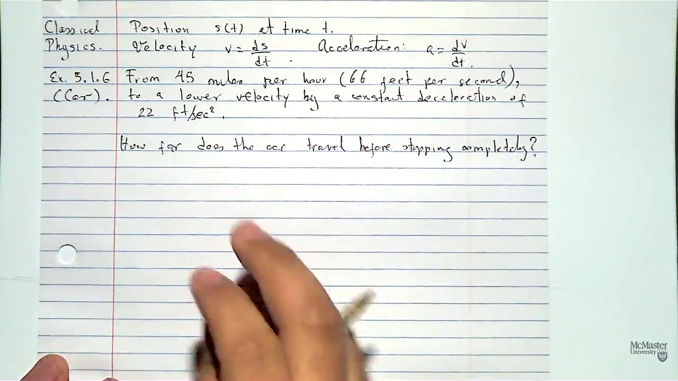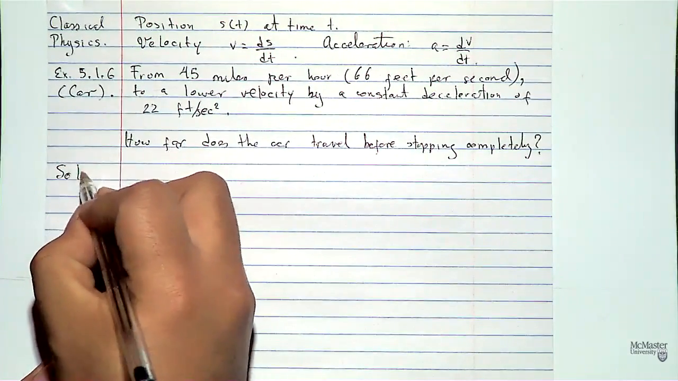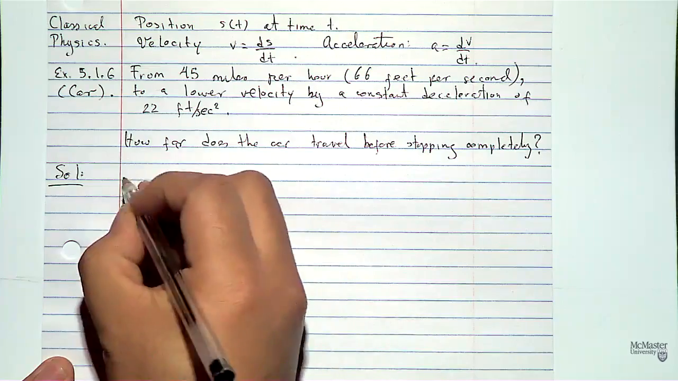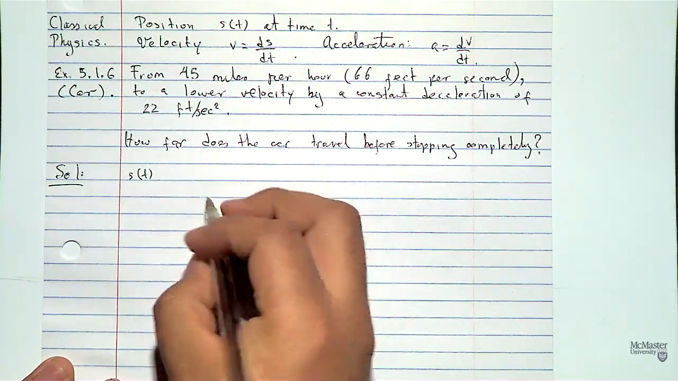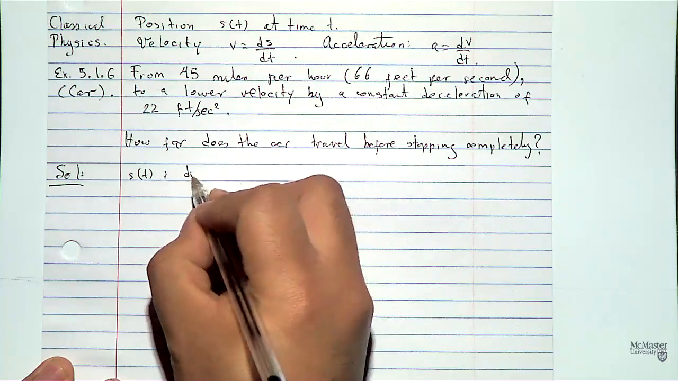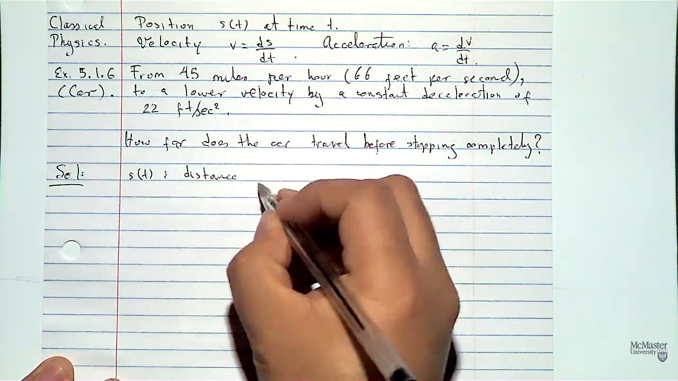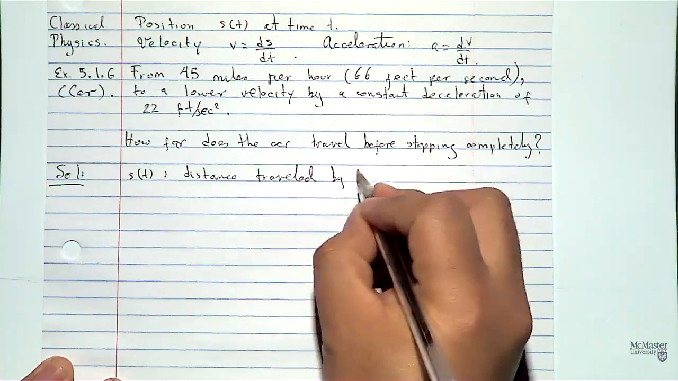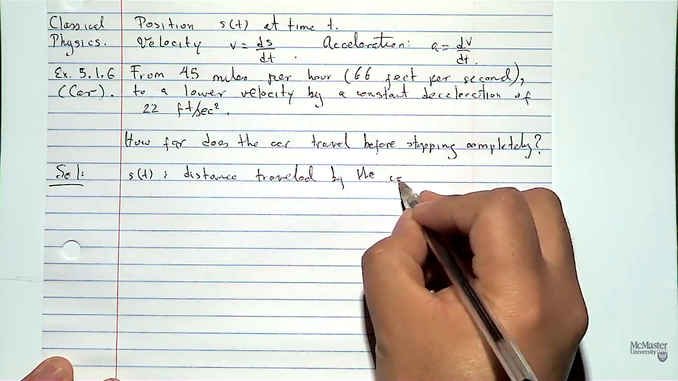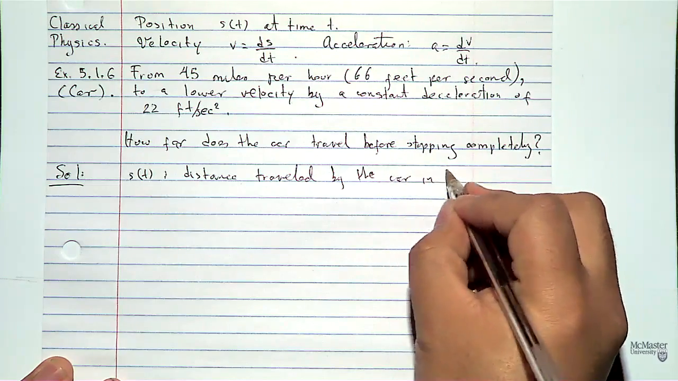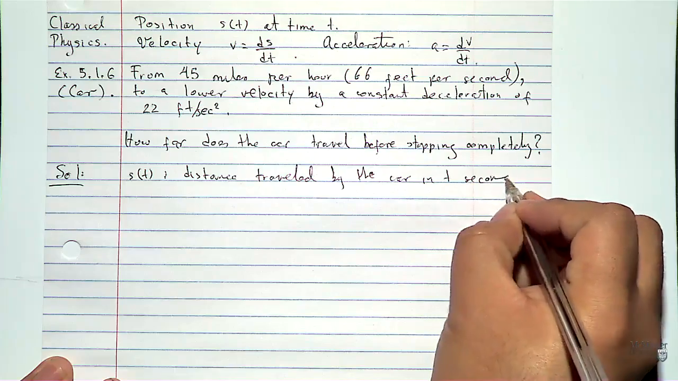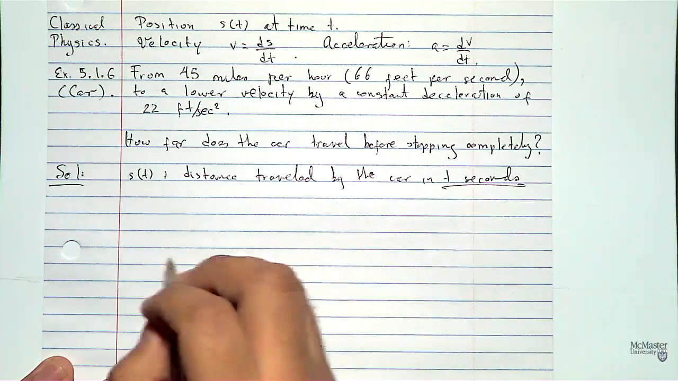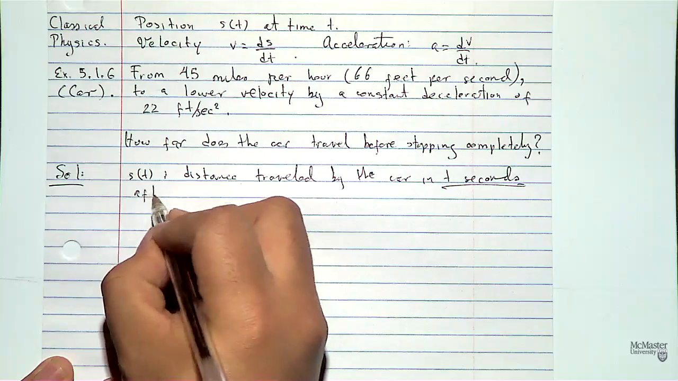So, the method of solution is in this fashion. You define, of course, the quantity, which is S of t, which is the distance traveled by the car in t seconds, so you're defining the units after the brakes are applied.